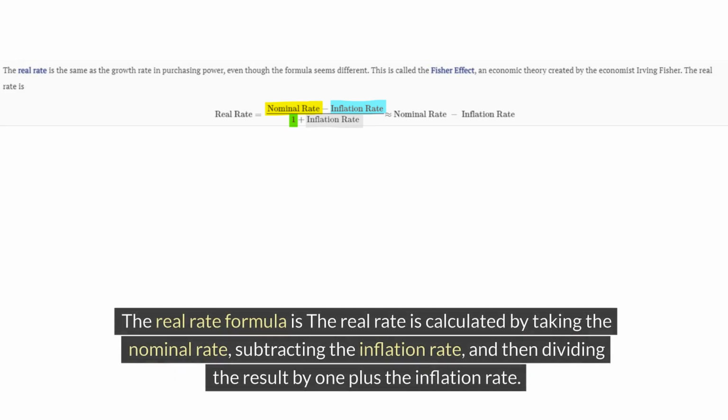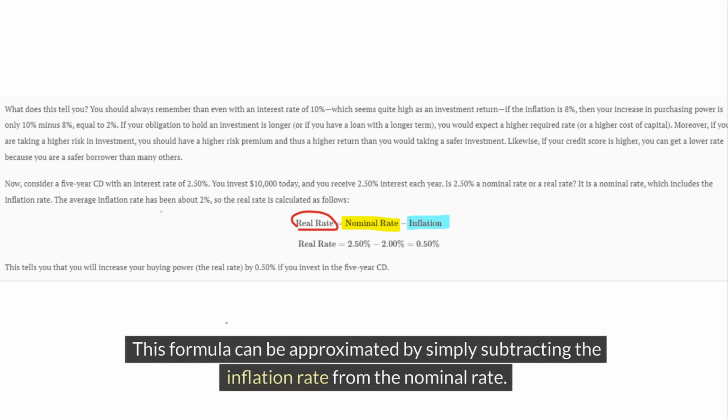The real rate formula: the real rate is calculated by taking the nominal rate, subtracting the inflation rate, and then dividing the result by 1 plus the inflation rate. This formula can be approximated by simply subtracting the inflation rate from the nominal rate.